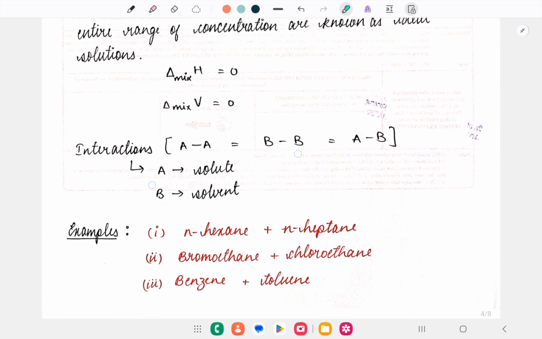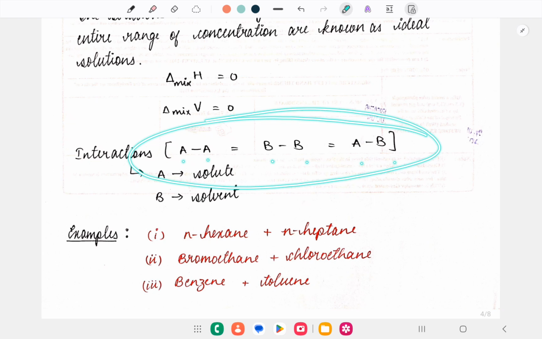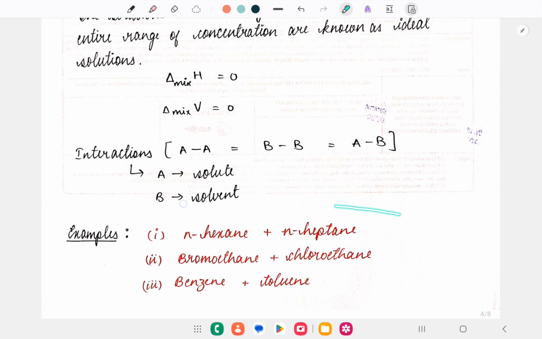The reason they do not show any variation is that the interactions, that is the solute-solute, solvent-solvent and solute-solvent interactions, are all equal. Some of the examples are provided below.